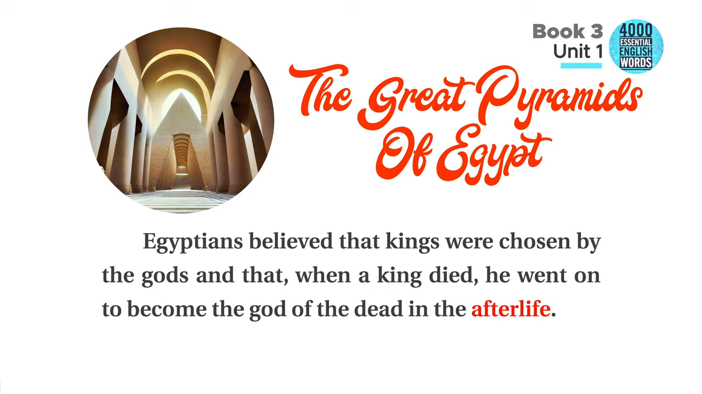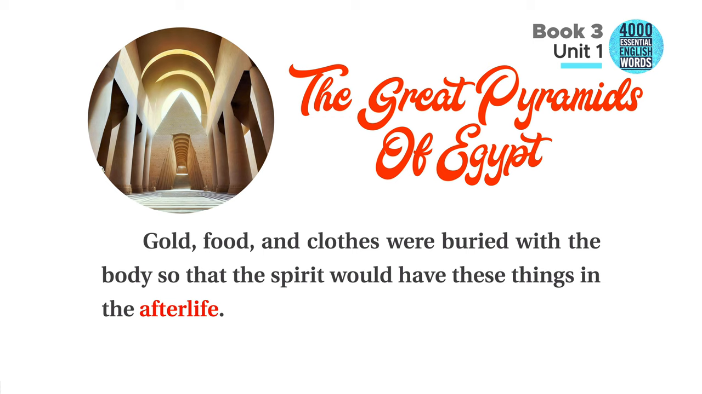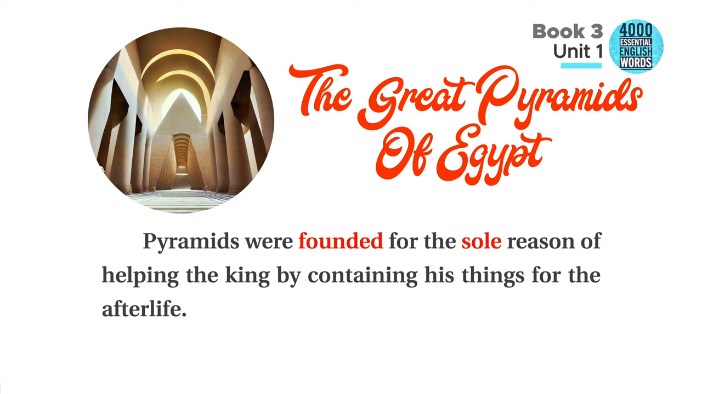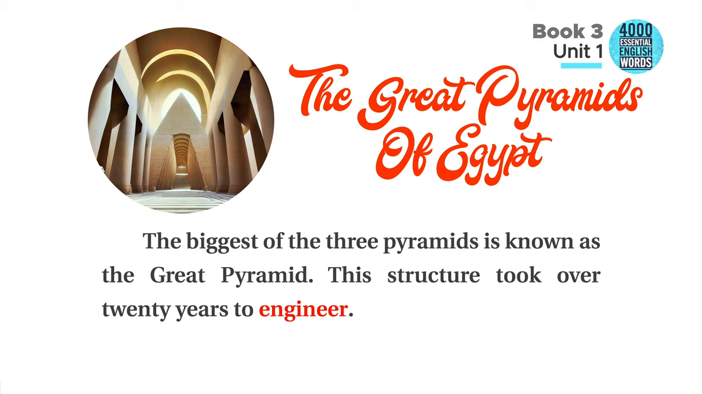Gold, food, and clothes were buried with the body, so that the spirit would have these things in the afterlife. The royal family and other elite individuals were also buried near the king. Pyramids were founded for the sole reason of helping the king by containing his things for the afterlife. The biggest of the three pyramids is known as the Great Pyramid. This structure took over 20 years to engineer.